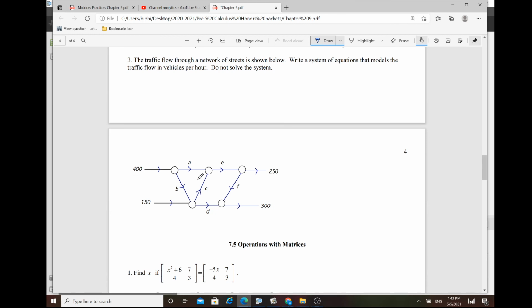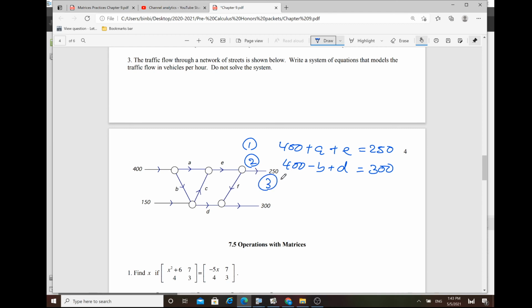So the way to set it up, start off with the first one. So 400 plus A plus E. So that equals, what's the outcome here? So it's going to be 250. So that's the first equation. So the second equation will be 400 minus B, because that's going down. And then minus, well, this one keeps going to the right, plus D. And then the outcome is going to be what? 300.